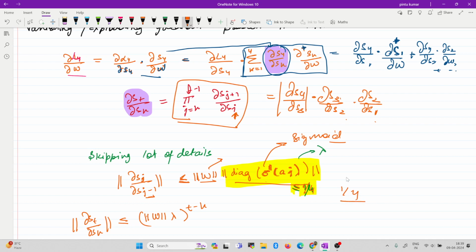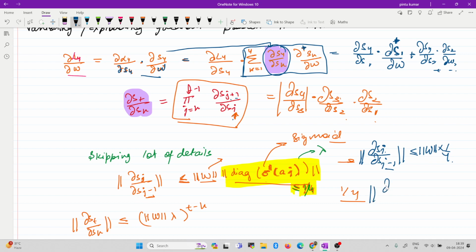So what I'm trying to say is, this del Sj by del Sj minus 1 for sigmoid activation is less than equal to norm of W times 1 by 4. Now this was just for del Sj by del Sj minus 1.